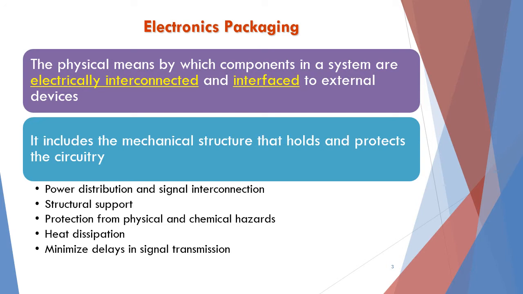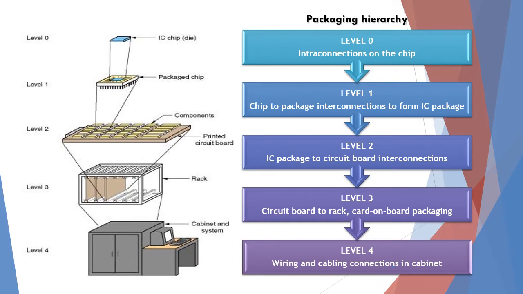In electronic packaging, there will be power distribution and signal interconnection. There will be structural support, protection from physical and chemical hazards, heat dissipation, and also it will minimize delay in signal transmission. There are 5 hierarchy levels of packaging.